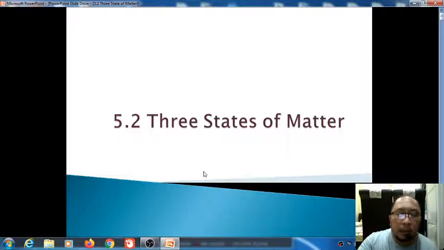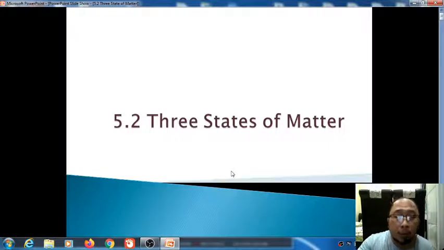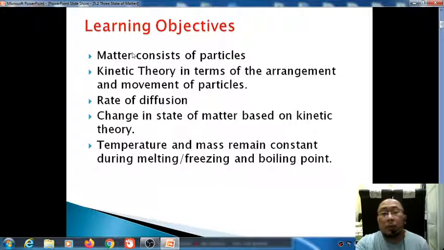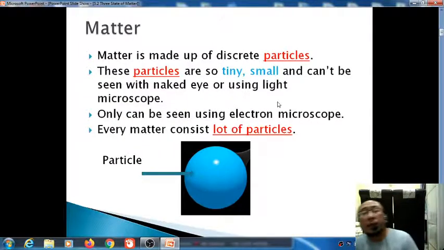Today we will continue our lesson by discussing subtopic 5.2, three states of matter in chapter 5, that is matter. So in this subtopic, we will learn about matter that consists of particles, kinetic theory in terms of the arrangement and movement of particles, rate of diffusion, change in state of matter based on kinetic theory, and also temperature and mass remain constant during melting and freezing and also boiling point. So this is the learning objective that you should understand about this subtopic. So we proceed with the matter.